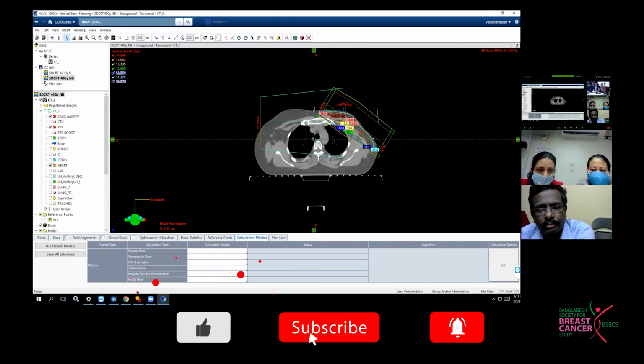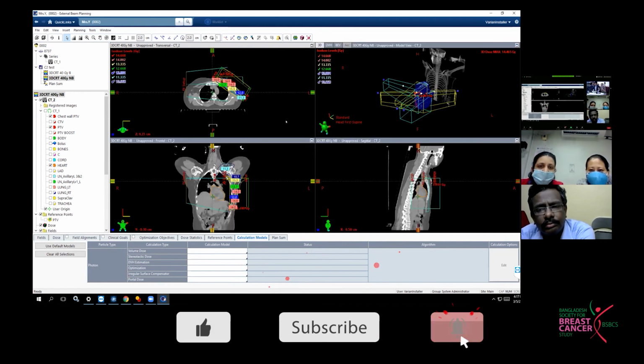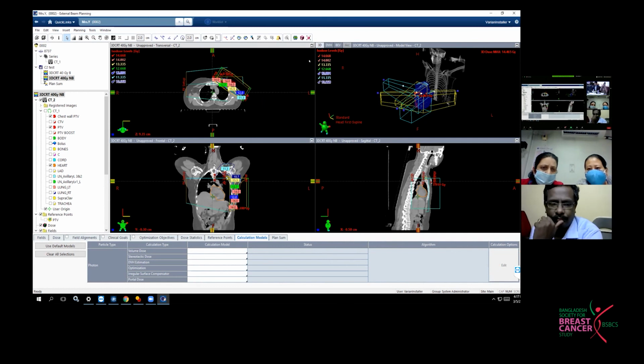Actually, fiducial is not available in Bangladesh. That's why they are using the guide wire actually. So that's okay. So maybe the guide wire you are putting for the entire length. Yes, in this case. So that's acceptable, I think.